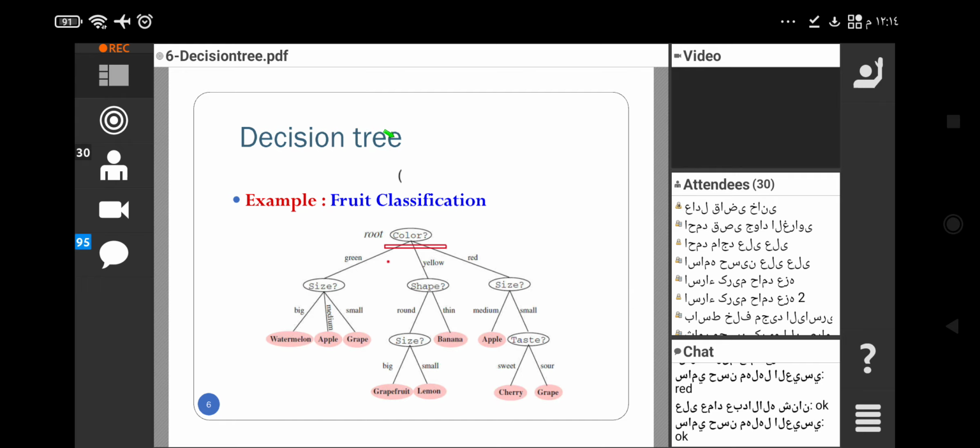Okay, we have a test data like this. Red, medium, red, small, sour, and round. This is our test data.